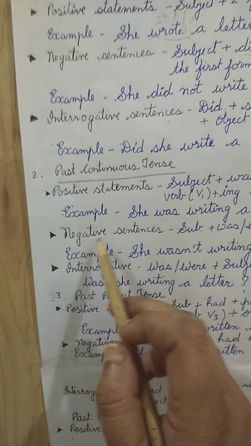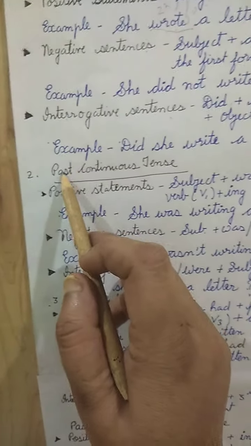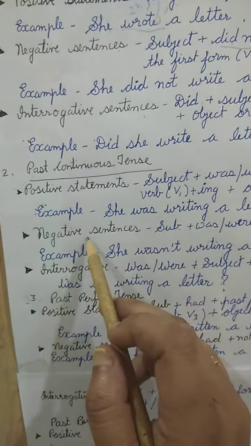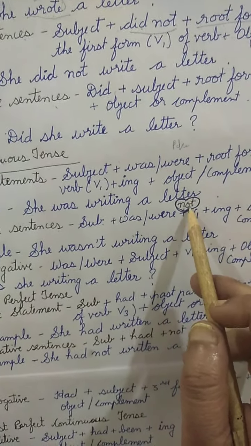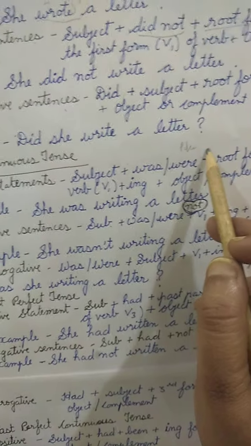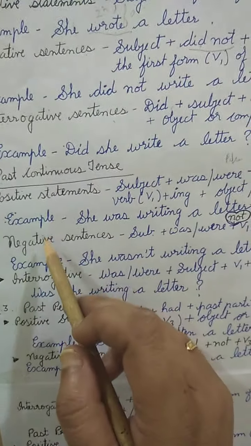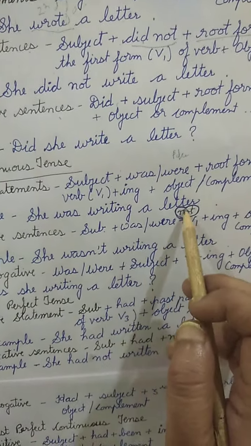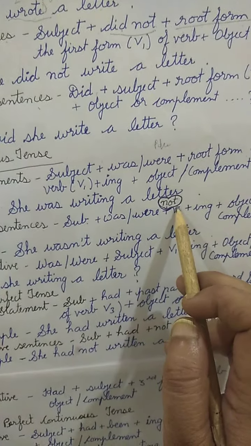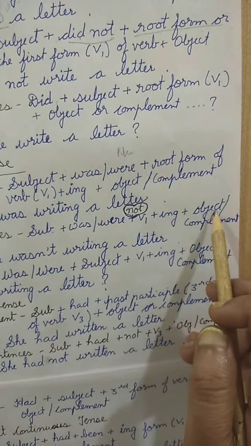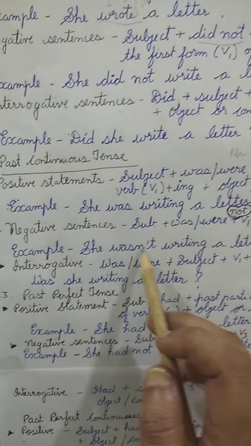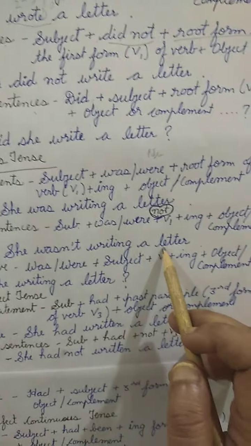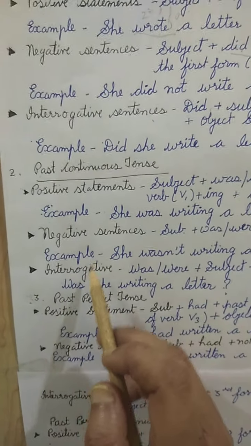When we speak of negative statements in past continuous tense, the construction is subject plus was or were plus not. What is the difference? Here we are now adding not. In the positive one, in negative, we write not after was or were. Verb plus ing and object or complement. For example, she wasn't writing a letter. Negative form you have seen.